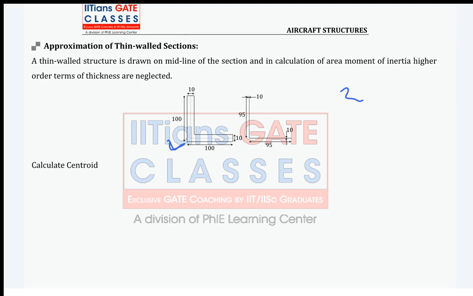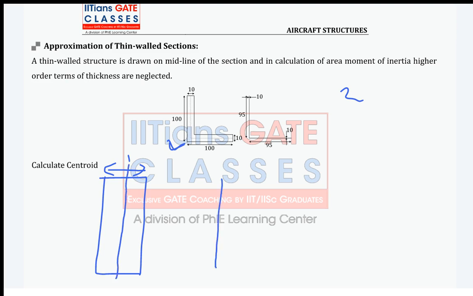See, suppose this is a simple thin rectangle, right? Thin rectangle means this thickness is small, so it will be drawn on the midline. This will be your thickness and this is your depth. But now there is an L section, so where these mean lines are meeting, somewhere here, right? Clear? It's visible to everyone, right?